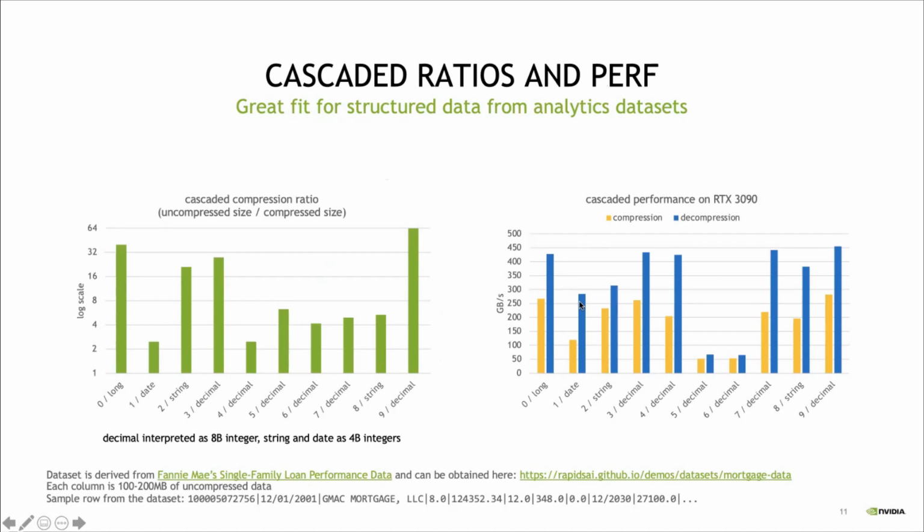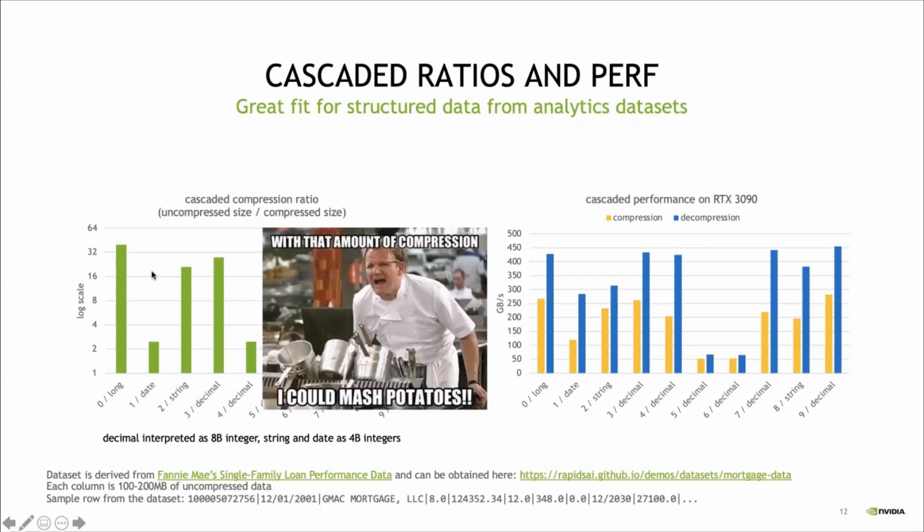Both compression and decompression are very efficient, like 200, 400, on an RTX 3090. And the ratios are on the left, in log scale. Some of the ratios are pretty crazy, like 30x and 50x and so forth. So it turned out to be a pretty good compressor for some of these analytical data sets.